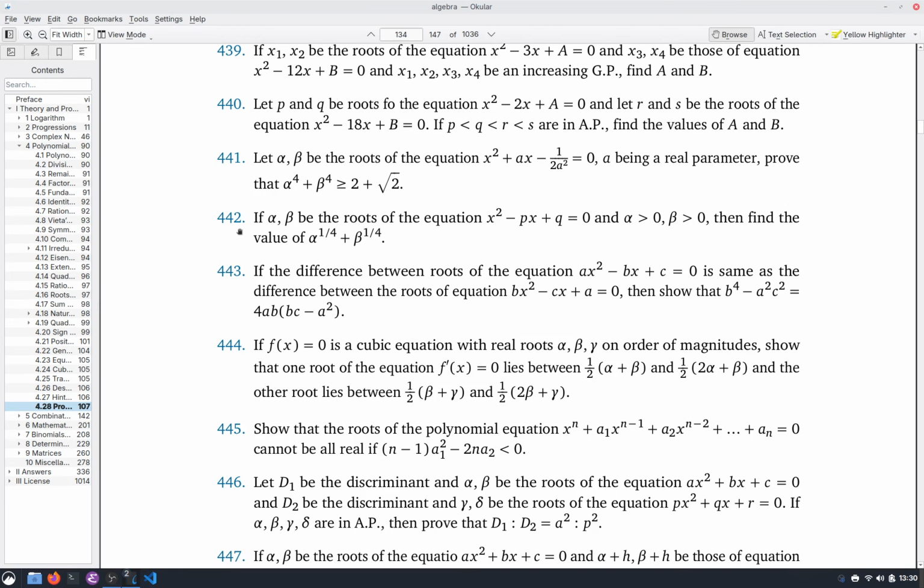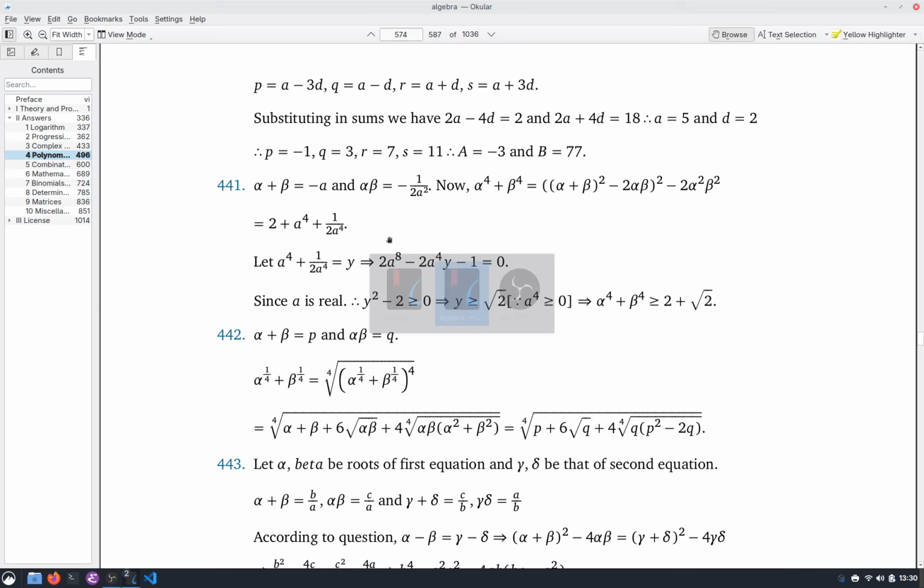Now we move on to question 442. It says that if alpha, beta be the roots of the equation x square minus px plus q is equal to 0 and alpha, beta both are greater than 0, then find the value of alpha to the power 1 by 4 plus beta to the power 1 by 4.